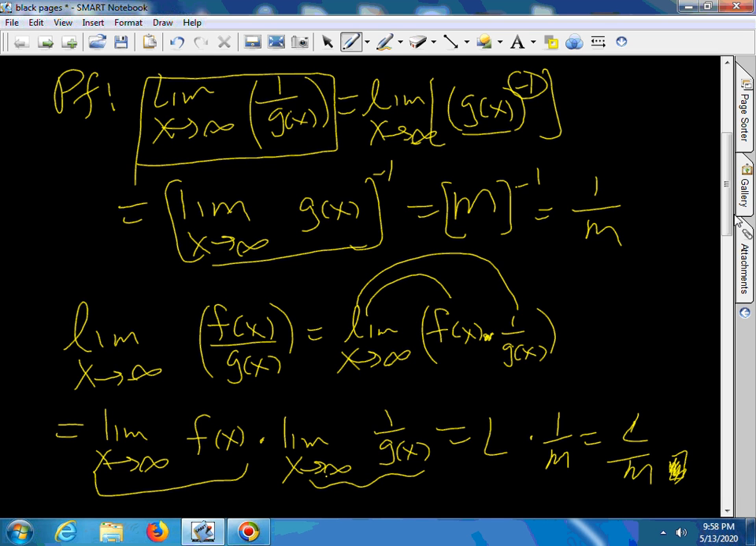It's a little bit different because here the numerator was 1 and here it's not.